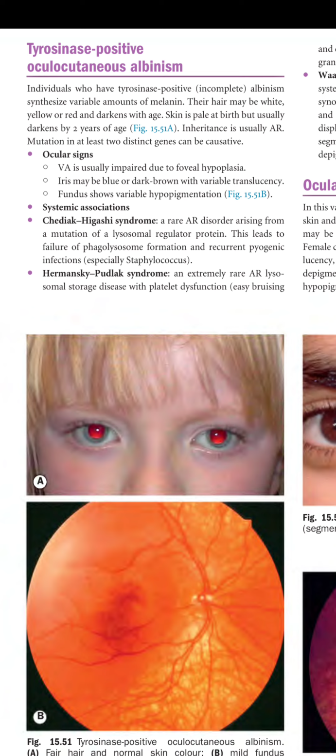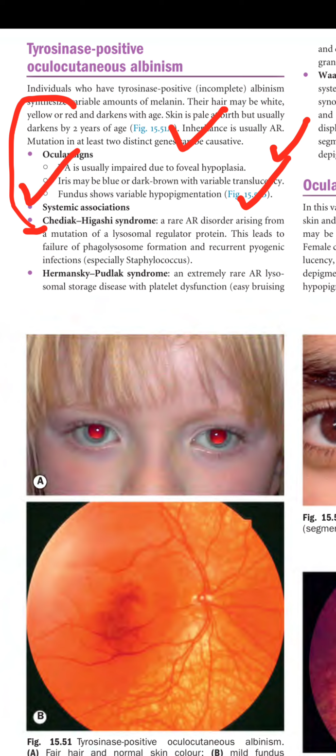Ocular signs: visual acuity is usually impaired due to foveal hypoplasia. So foveal hypoplasia will also be present in this. The iris may be blue or dark brown with variable translucency. The fundus may show variable hypopigmentation. So tyrosinase positive is less severe than tyrosinase negative.